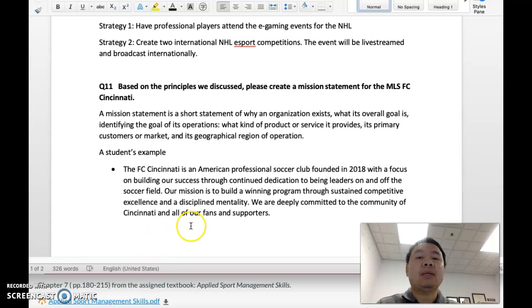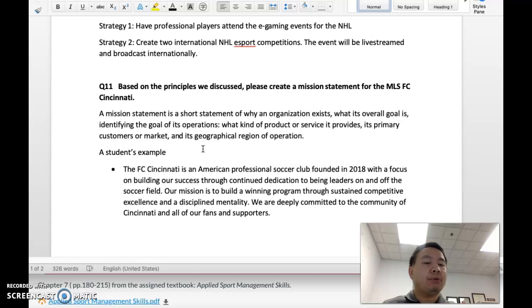So a mission statement is basically a short statement of why the organization exists, what its overall goal is, and the goal of its operations. In the mission statement, you have to mention what kind of product or service you're providing, what kind of customers, and what markets. So you do have to mention those things. You're going to use 3 to 4 sentences to explain who you are, what you're doing, and what goal you're trying to achieve.